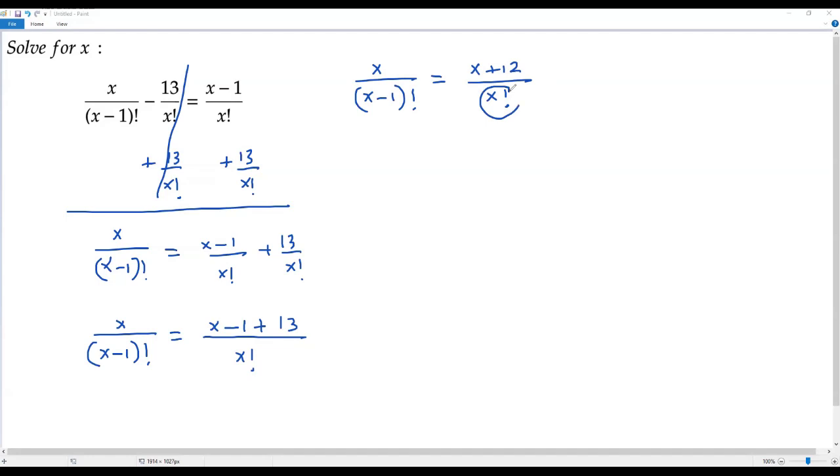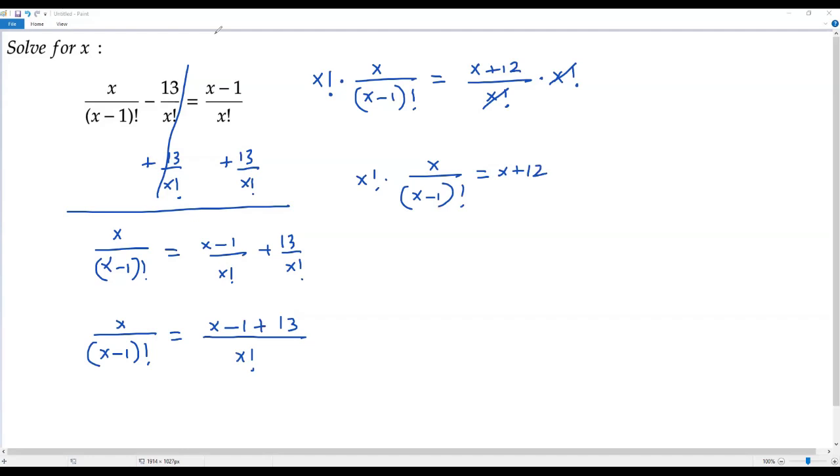Okay, now to get rid of the x factorial in the denominator, I'm going to multiply both sides of this equation by x factorial. When I do so, this x factorial will cancel out and I'm getting x factorial times x over (x negative 1) factorial equals x positive 12.